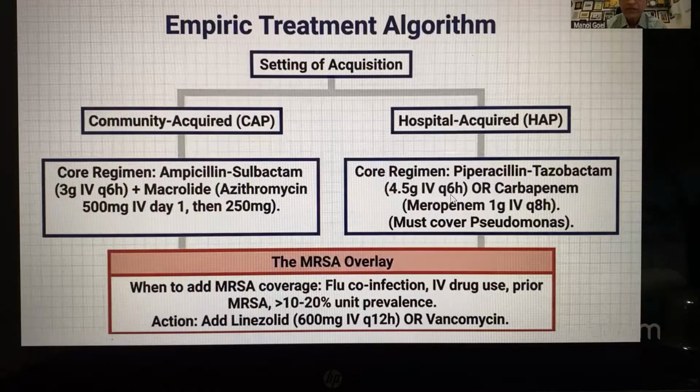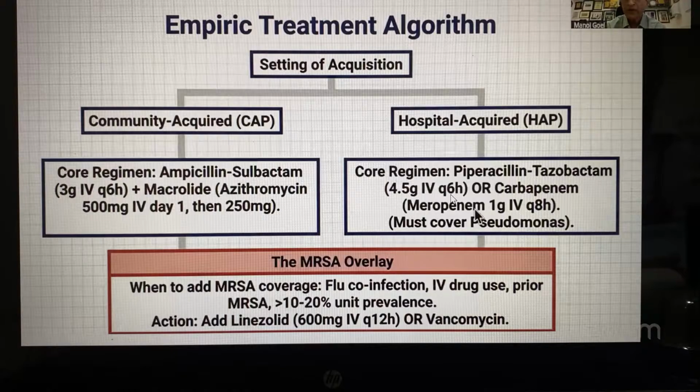But the majority of the time we take a lead from the community-acquired pneumonia or hospital-acquired pneumonia guidelines because we don't have standard guidelines for lung abscess. So if there is a community-acquired infection, then our core regimen would be ampicillin sulbactam. But an important thing is that we use a higher dose of 3 gram of ampicillin sulbactam 6 hourly. So we use 12 grams per day.